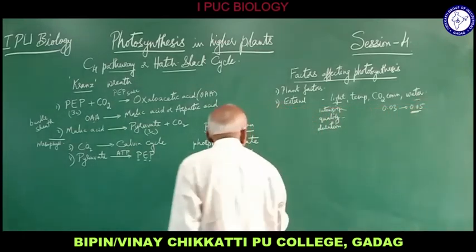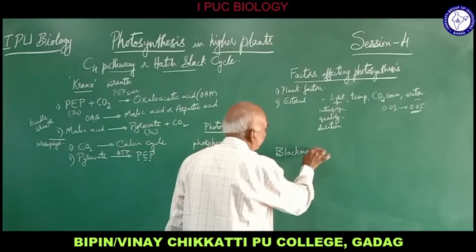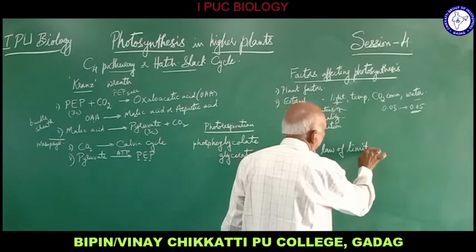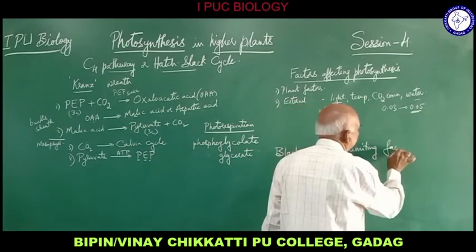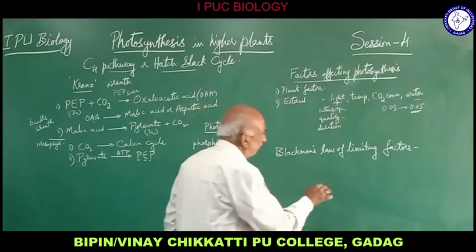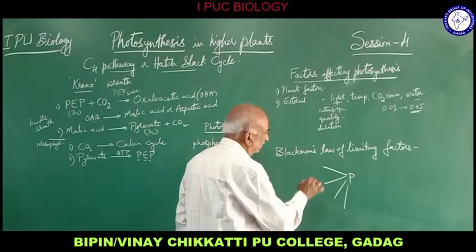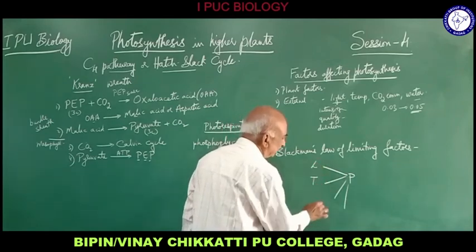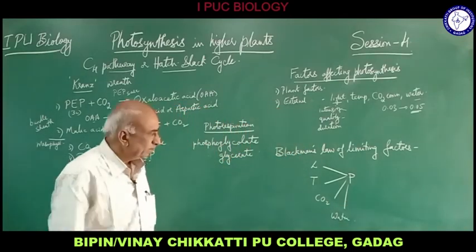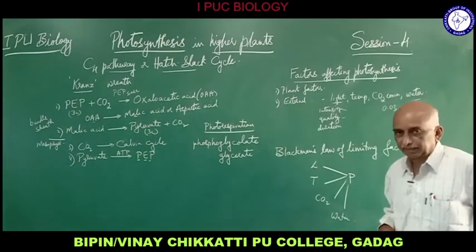And lastly, there is one law which is called Blackman's Law of Limiting Factors. This is a law which is related to the factors themselves. We know that photosynthesis is controlled by various factors. Light is necessary, temperature is necessary, CO2 is necessary, water is necessary, like that. So Blackman proposed one law called the law of limiting factors.